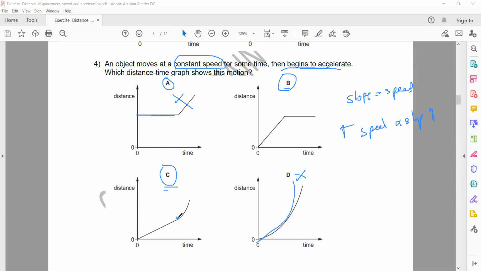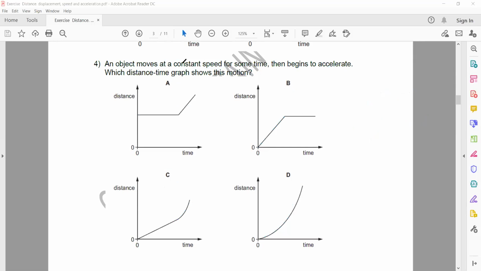For this part, you can see first it was a constant speed and then the slope increases, which means the speed increases. But for this part, it was a constant speed and then the slope is 0, so the speed is 0; the object was not moving. Is it clear? Option C is the right answer. Why? Because first a constant speed and then accelerated, which means the speed increases. Is it clear?